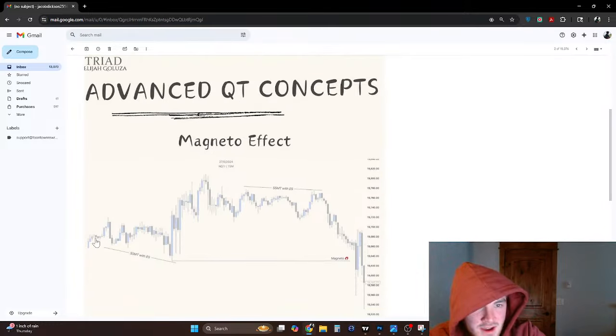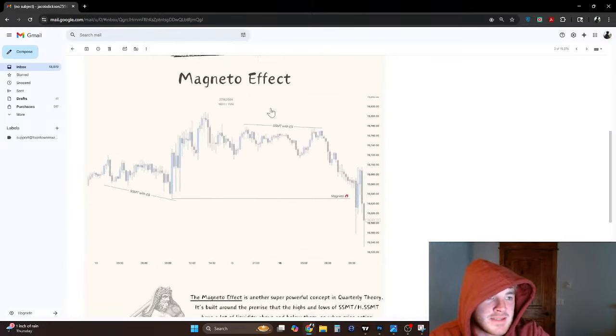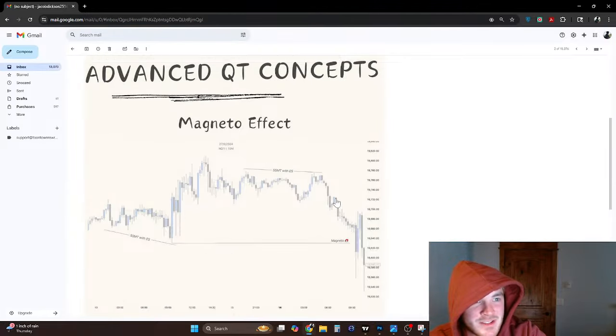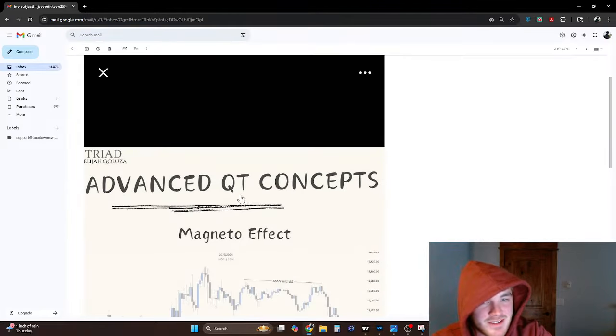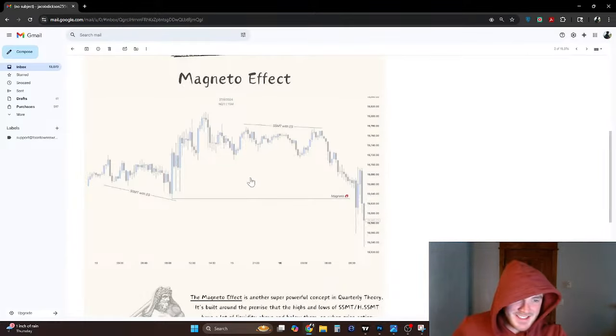When you have a more recent SSMT or a more recent SMT in general, the old SMT becomes the drawn liquidity. It's just common sense. The old SMT becomes the new drawn liquidity when there's a new SMT. Magneto effect, bro. But it's an advanced concept. See, this is a real thing. I'm not cooked, bro.